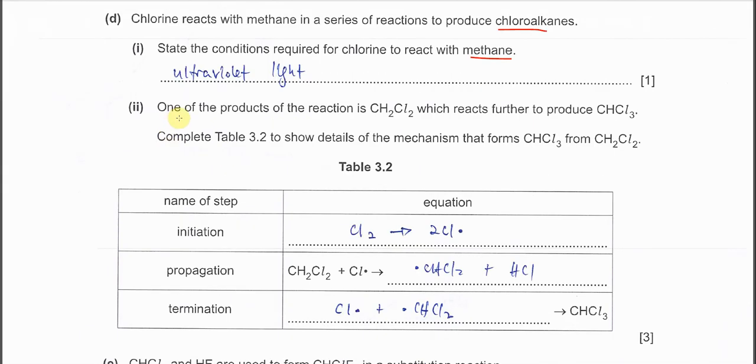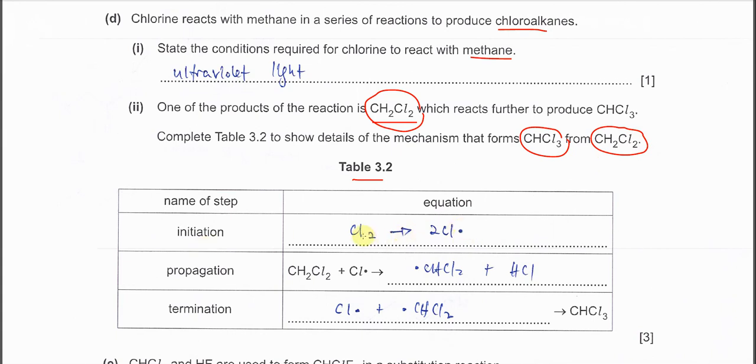Okay, part 2. One of the products of the reaction is CH2Cl2. This product reacts further to form CHCl3, which means one of the hydrogens here is being substituted by chlorine. Complete this table 3.2 to show details of the mechanisms that form CHCl3 from CH2Cl2. Okay, so first, initiation, very easy.